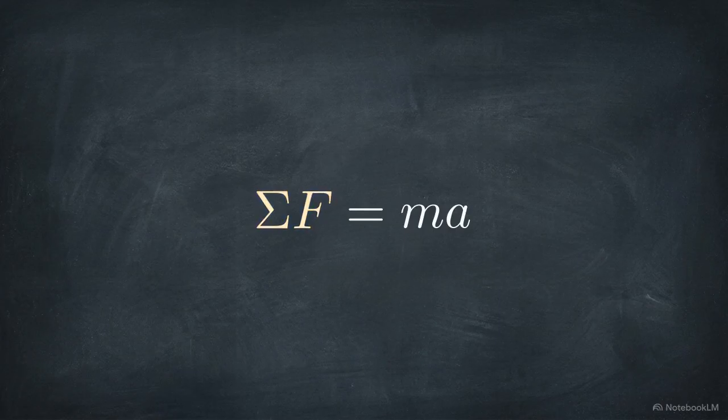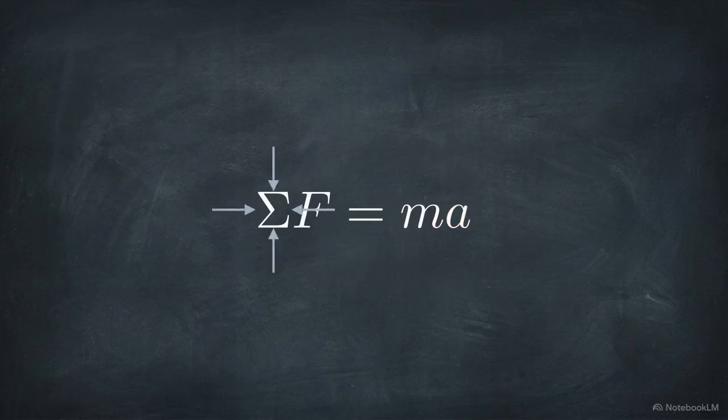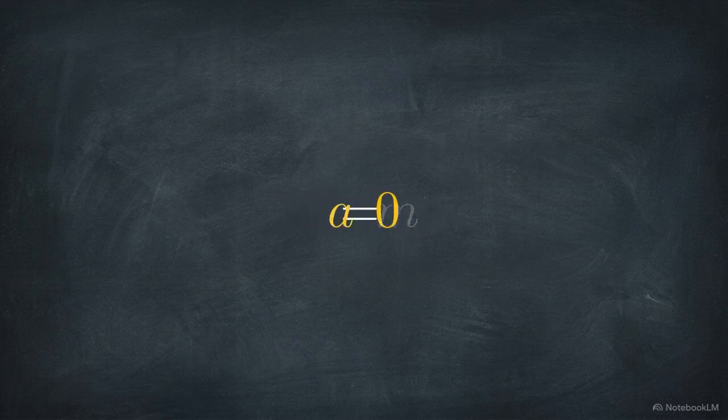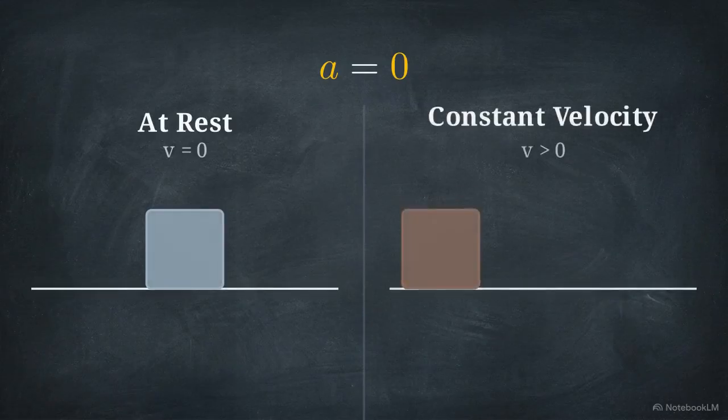This equation states that net force equals mass times acceleration. The sigma symbol means we are summing every individual force acting on the object. The m represents the object's mass, or inertia, and a is the resulting acceleration. This relationship also reveals that if the forces pulling on an object perfectly balance out, the net force is zero. In this state, the acceleration is also zero. The object is either perfectly at rest or moving at a constant speed in a straight line.